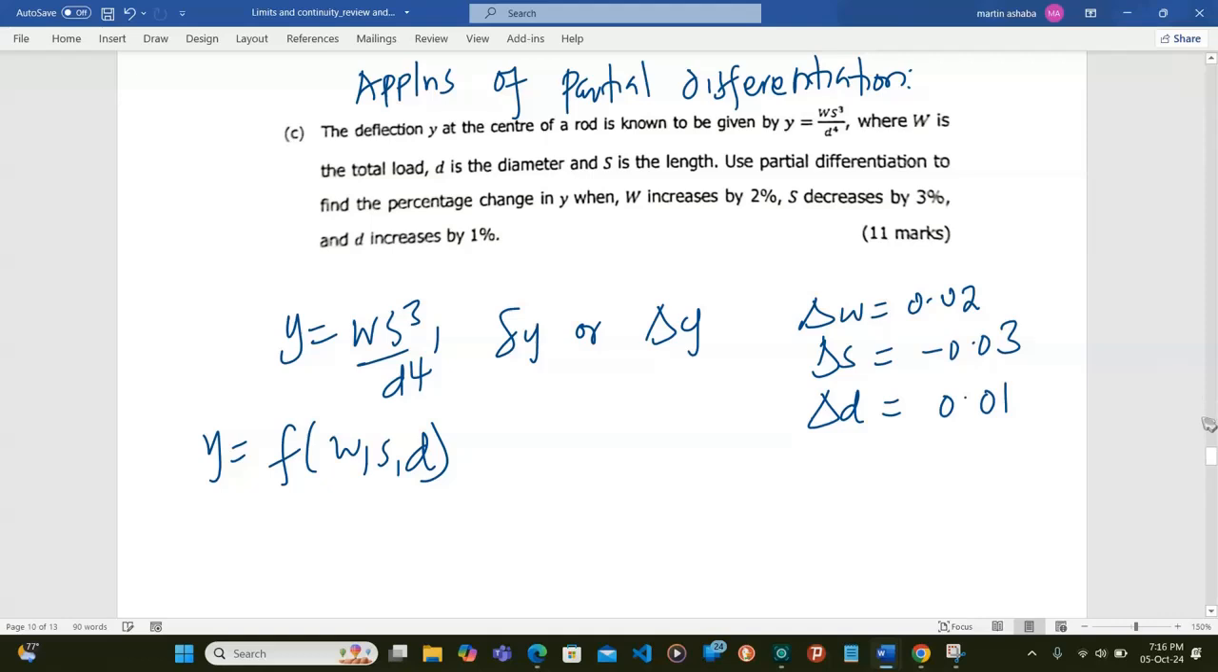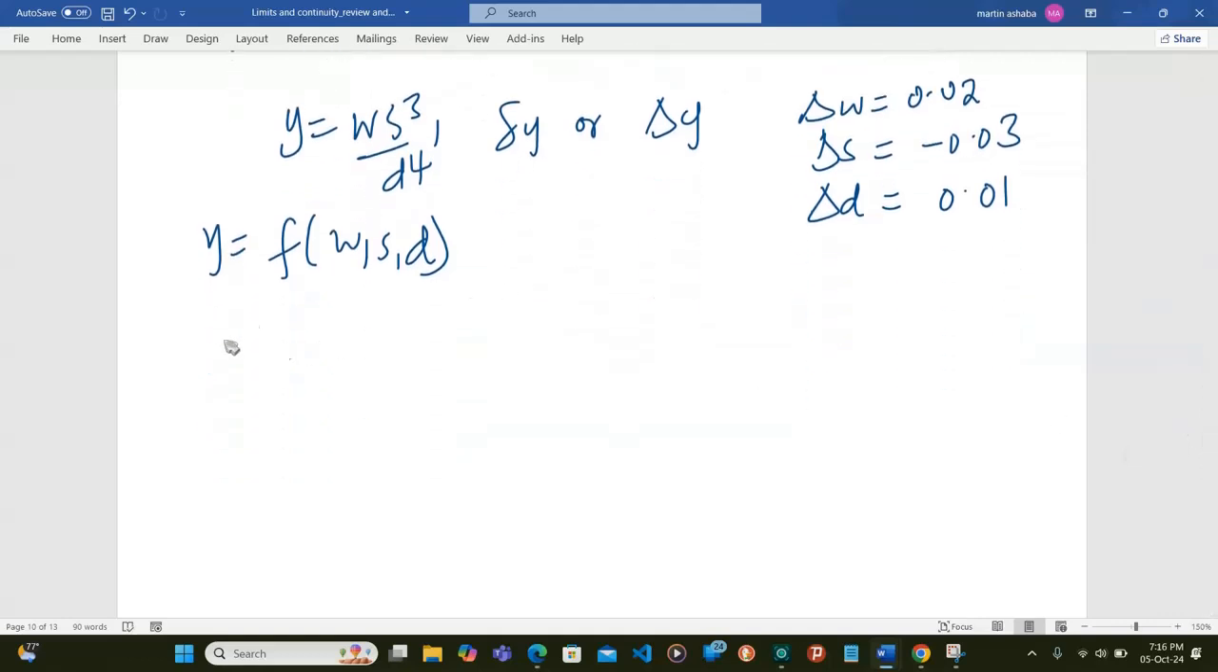Now from there, you know this y is a function of w, s and d. That's what you're supposed to understand. And therefore, we are going to be using partial differentiation. So we are going to be looking for del y by del w, which is equal to s cubed over d to the power 4. You keep s cubed over d to the power 4 as a constant and differentiate the w component with respect to w.